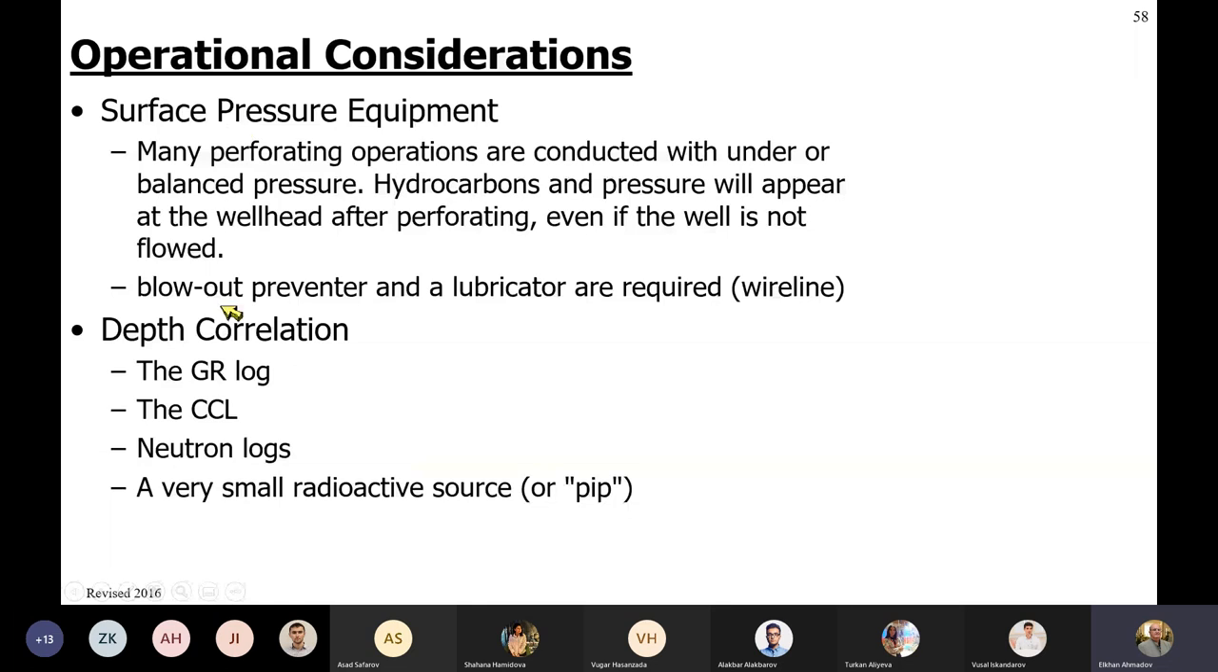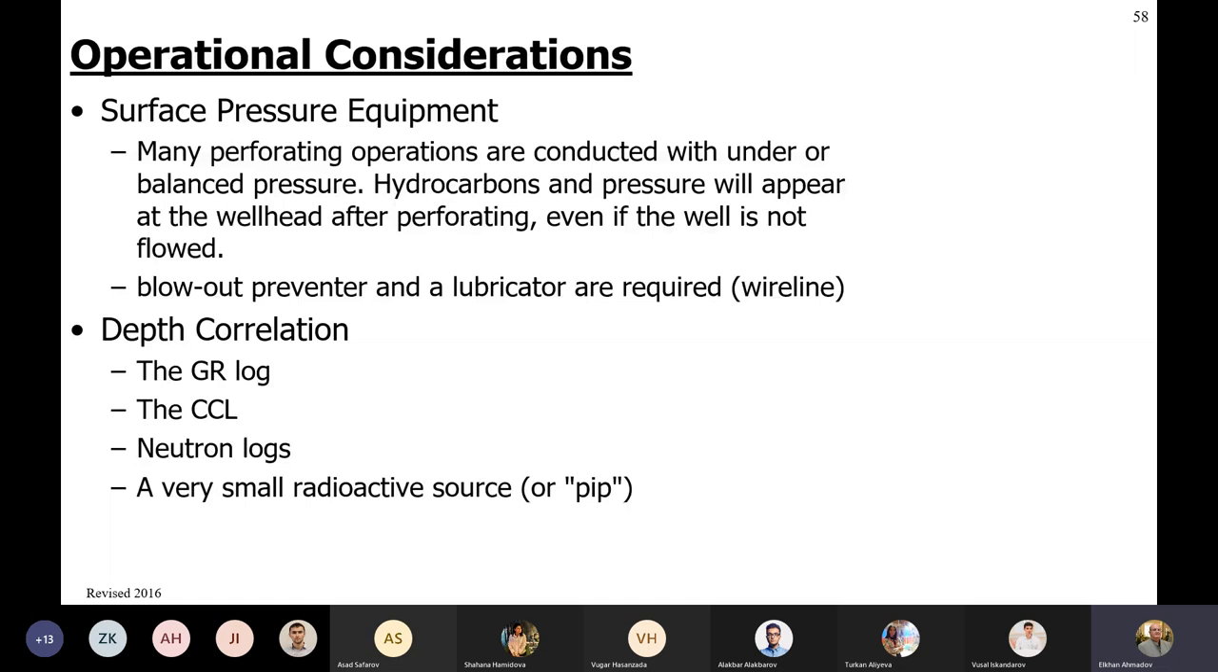and one of the operational moments here is the depth correlation, because when we do perforation, we have to locate our perforator, the gun's tool, against the desired zone, the desired interval to be perforated. And for that, we use a GR log, because the gamma ray log is taken in the open hole during drilling operations for identifying the reservoir, for identifying the lithology, etc.